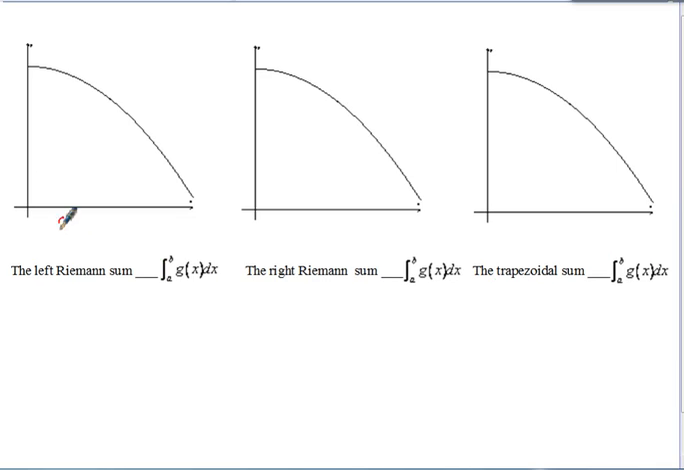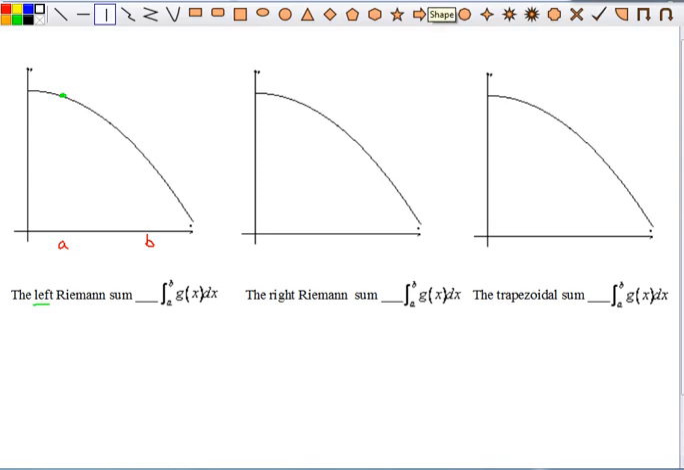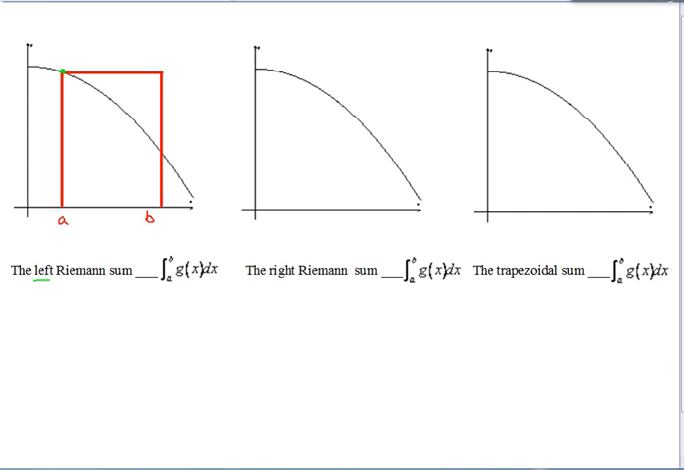So again, we've got some interval from A to B. Let's use the left Riemann sum. So use the left endpoint at A. Let's draw our rectangle. It's a Riemann sum in there. You see this overestimates by this whole section right here. So that's going to be greater than the actual area.